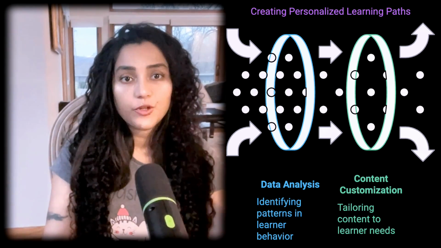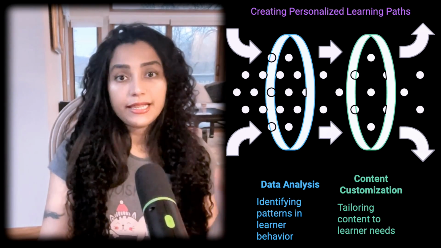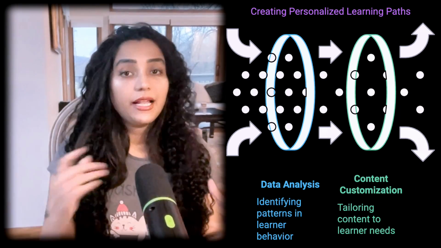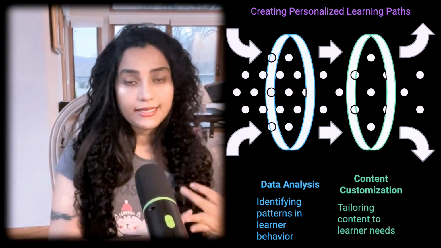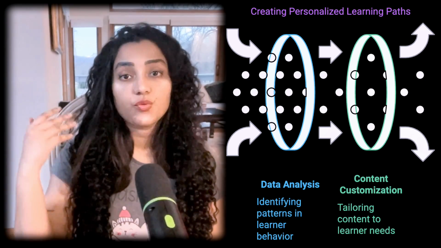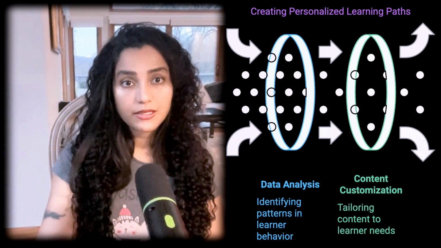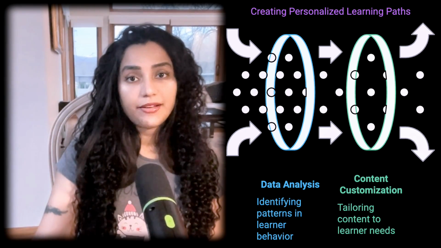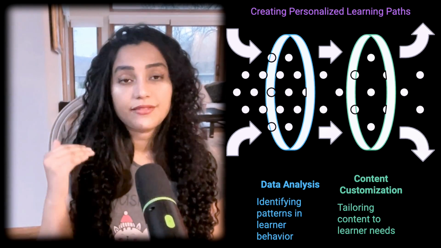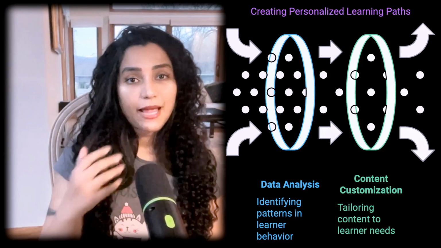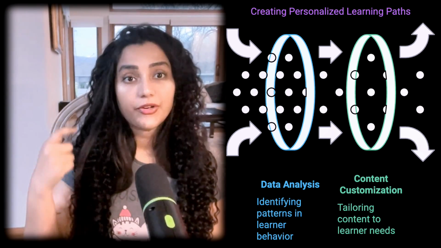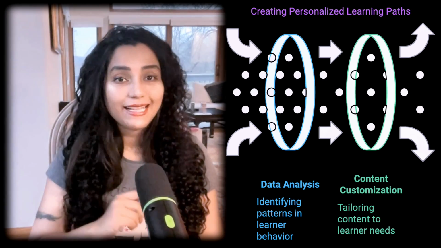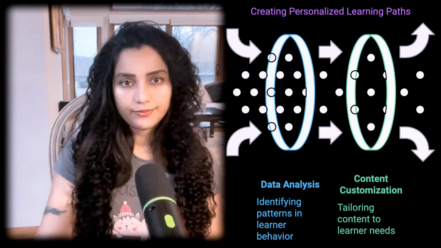The first step would be data collection. The AI system gathers information from various sources like assessments, quizzes, and even the learner's interaction with online training materials. Next step is analysis. The system analyzes this data to identify patterns. For example, it might notice that a learner consistently struggles with compliance related topics but excels in technical skills.